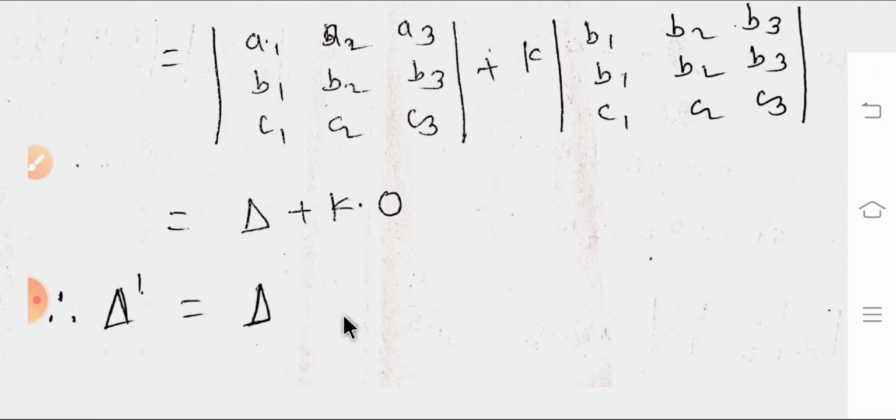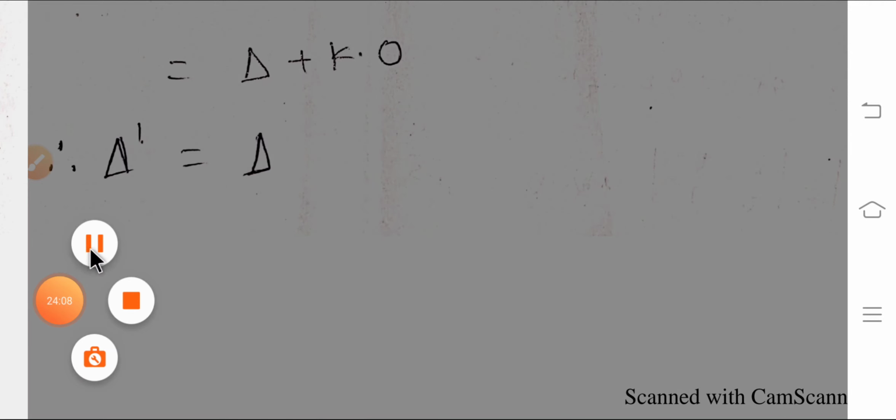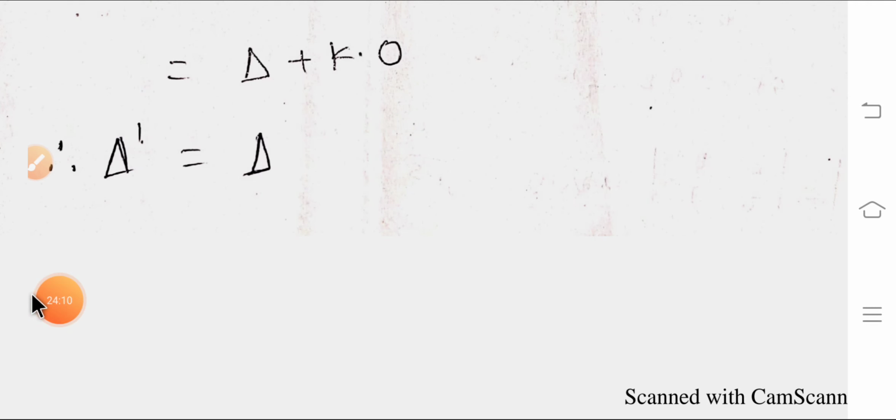Hence we have studied all these 6 properties. Using these properties we will solve examples, and the examples will continue in the next video. So thank you.